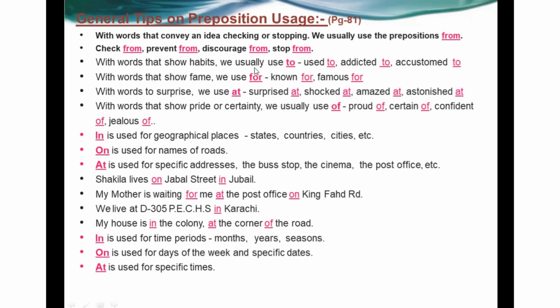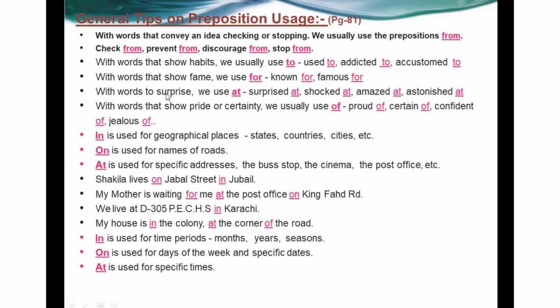Let's see the next example. It can also be used for... How do we use "for" in our sentences? It is used to show fame. Fame means popularity. We use famous for, known for, cared for, like that. So many words we use like that, we put "for" with them. Where we have to show some kind of belonging with someone, then we use "for".